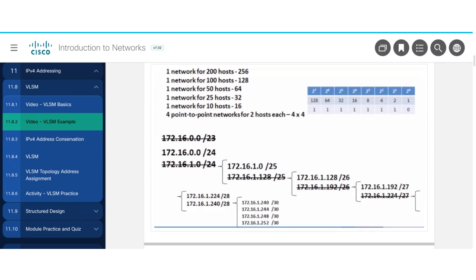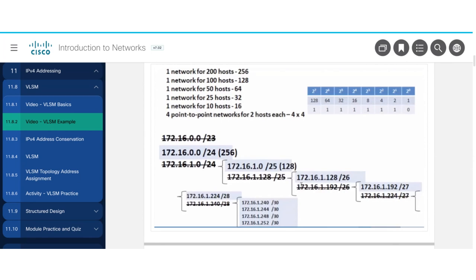So now instead of the 240/28 subnet, I have the 240/30, the 244/30, the 248/30, and the 252/30 subnets. Looking at the subnets that have been left, we have the 172.16.0.0/24 subnet. This is good for 256 hosts. We have the 172.16.1.0/25 subnet. This is good for 128 hosts.